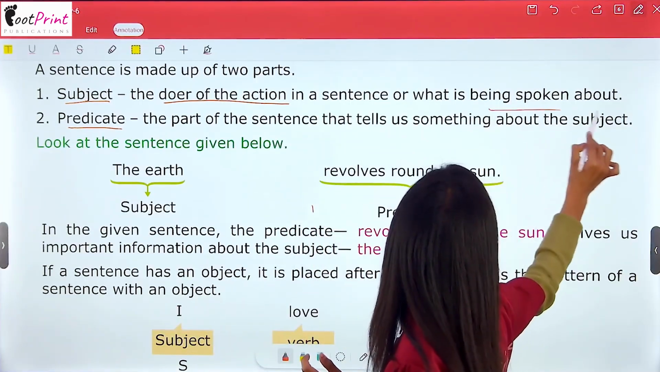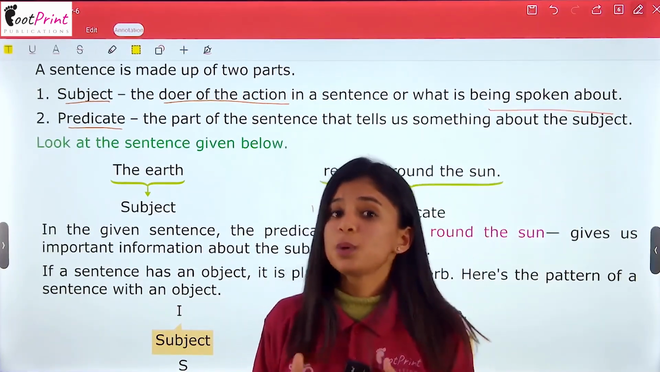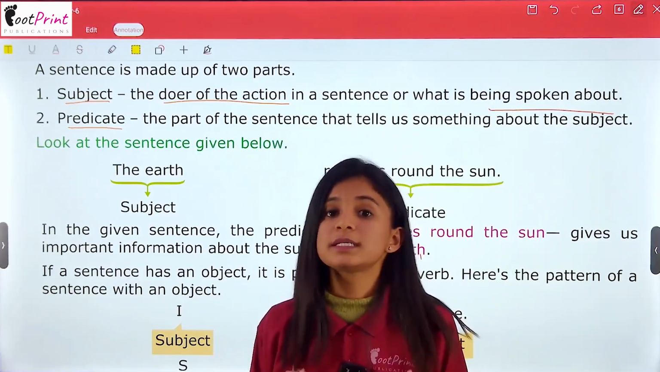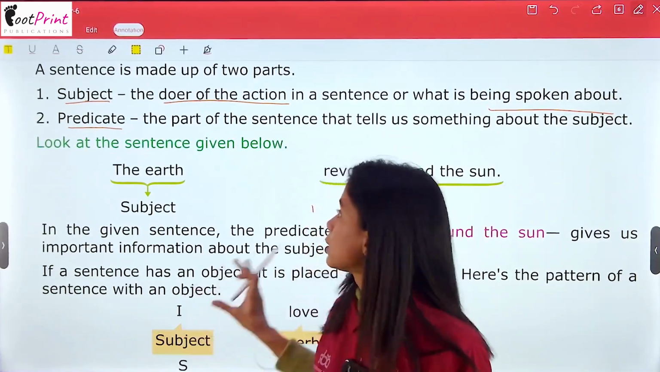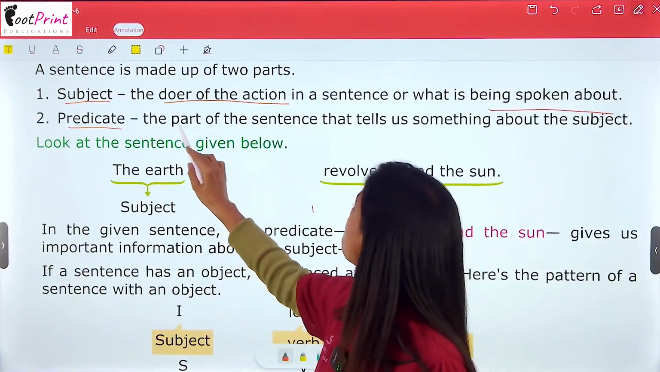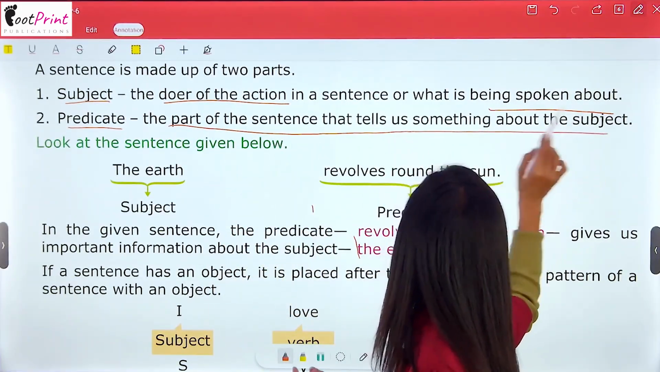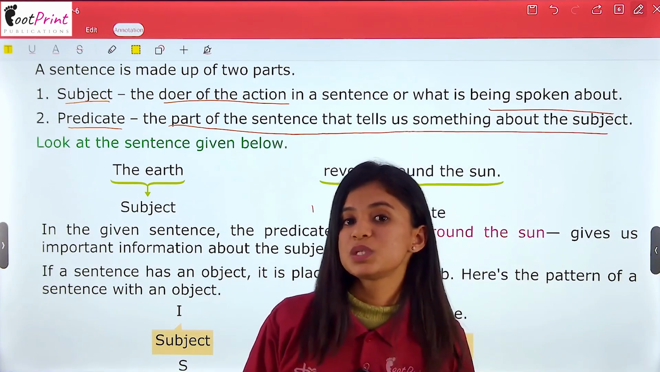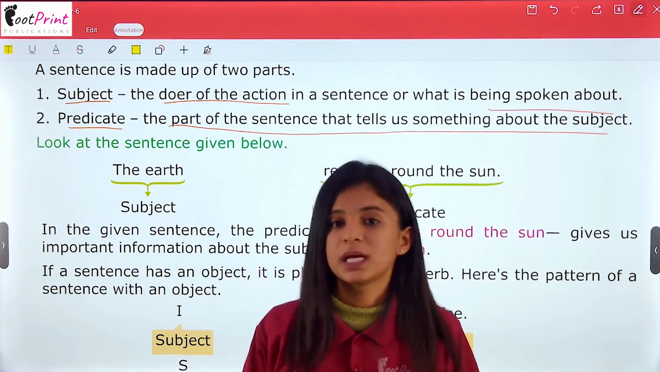Or what is being spoken about? Like the book is on the table. So we are speaking about the book. So it is the subject of the sentence. And next we have predicate. So predicate is a part of the sentence that tells us something about the subject. वो हमें subject के बारे में कुछ बता रहा है.